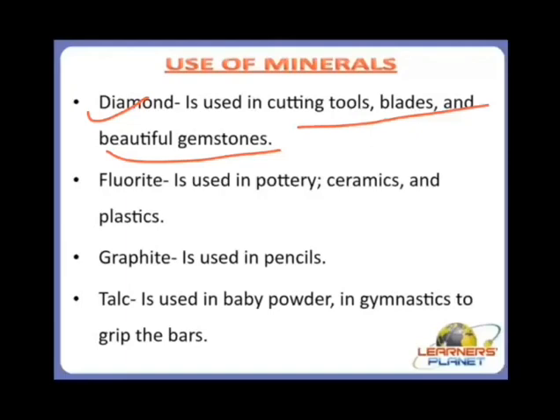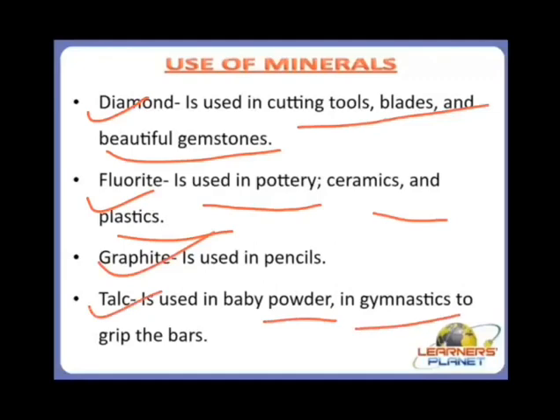Next is the fluorite. Fluorite is used in pottery, ceramics, and plastics. Graphite is used in pencils, like the lead of the pencil is made up of graphite. Now the next is talc. Talc is used in baby powder, and in gymnastics to grip the bars. All the baby powders, like the Johnson baby powder, are made up of this talc. That is why they are known as talcum powders, because they are made up of talc.